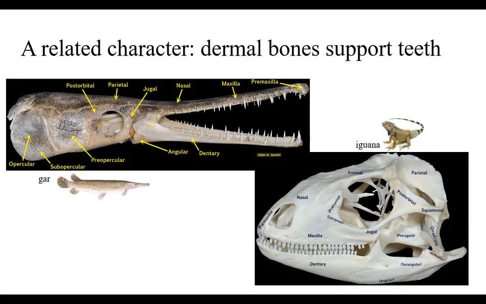So the first synapomorphy for Osteichthyes is that bony internal skeleton. There's three I have for you guys for Osteichthyes.